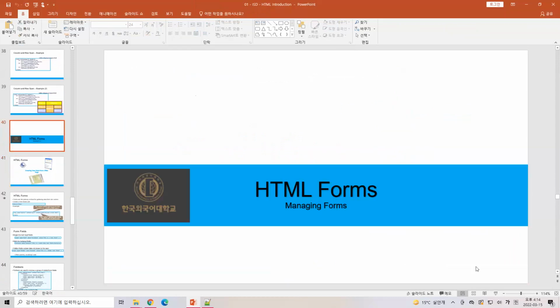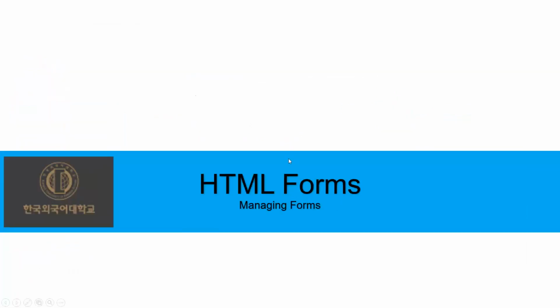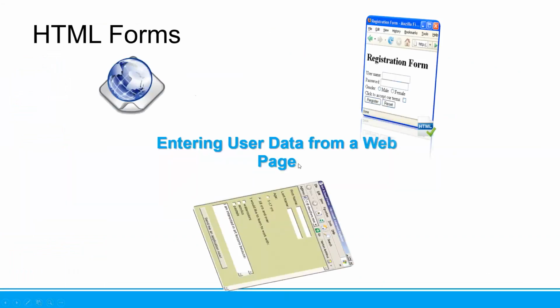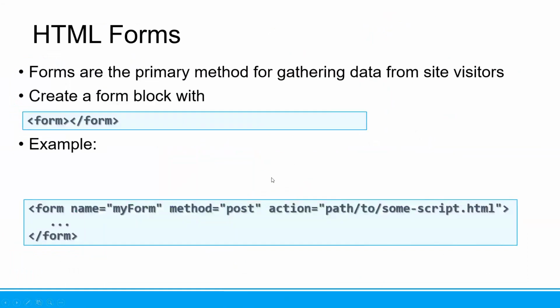Next is about forms. It is also important to manage forms because forms are needed to get data from the users. I will not explain many kinds of forms, but maybe you can have some idea about this form. When we enter Django, you will know more about how to create forms later. Forms are the primary method for gathering data. If you want to get input from the user, you can make forms. A form is a block, form and then slash form.